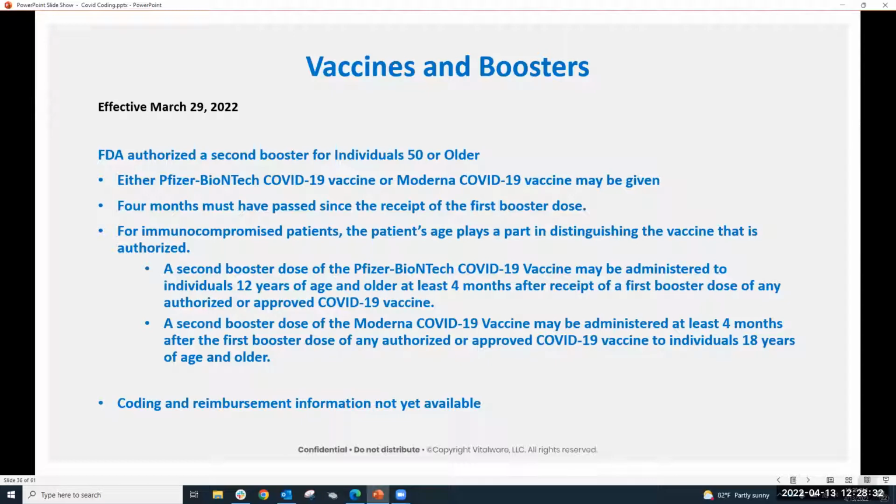So if you want to stay up to date with this, you can check the CMS vaccine and monoclonal antibodies page. It is expected that the reimbursement for the administration of this vaccine will mirror other administration reimbursement, which is $40.